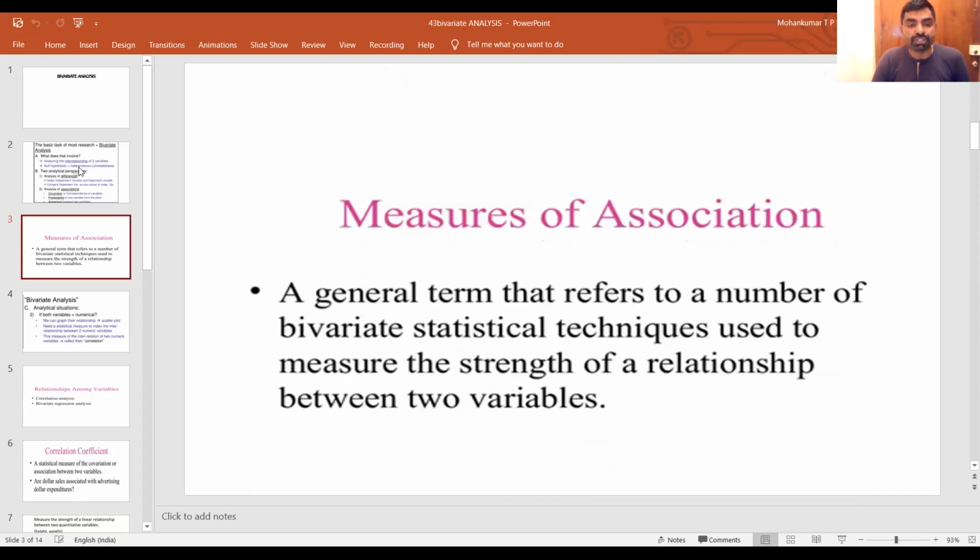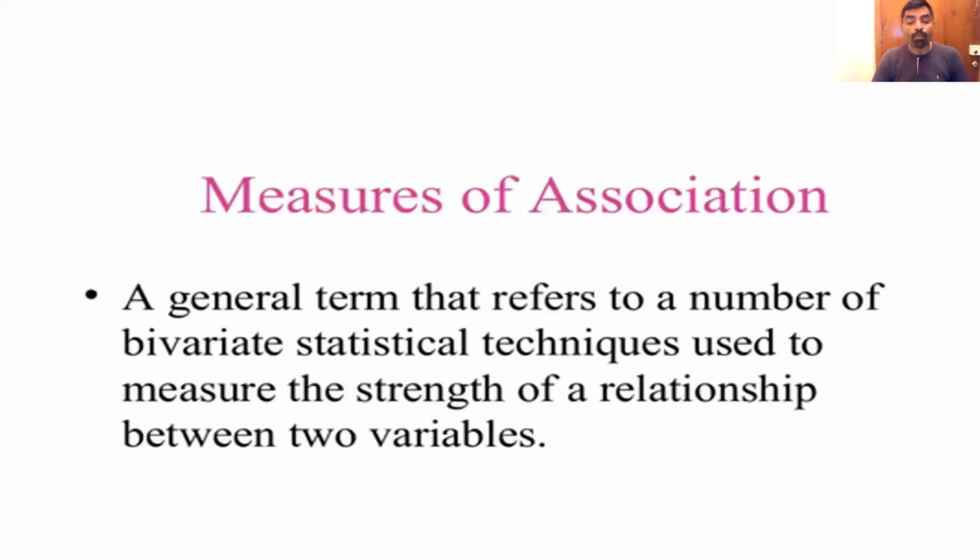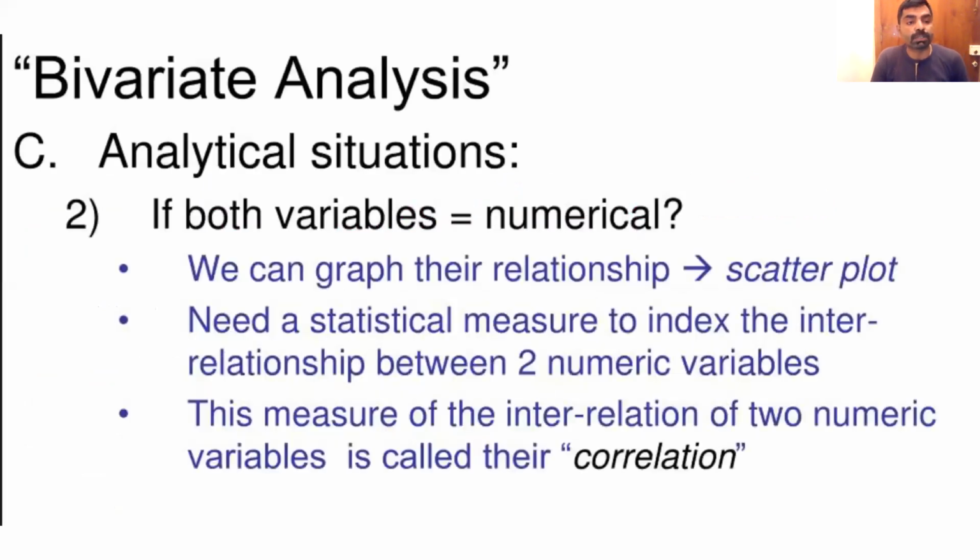Then measure of association is a general term that refers to a number of bivariate statistical techniques used to measure the strength of the relationship between two variables. Among the two variables, is there any strength of relationship? Strong relation, weak relation, or no relation? You need to check that with the help of a statistical tool.